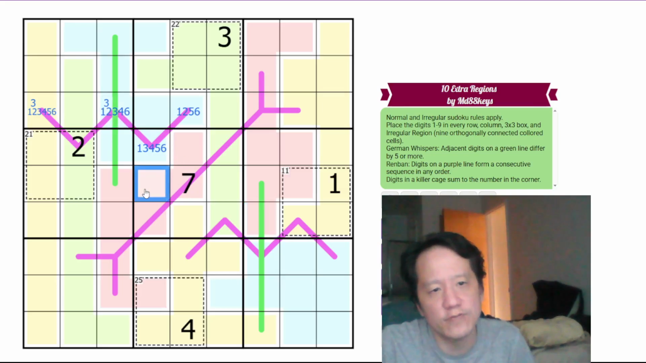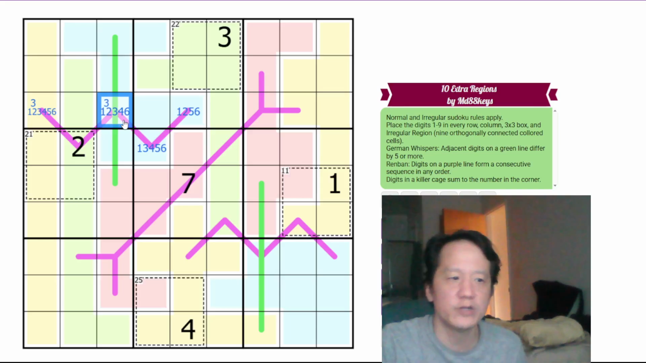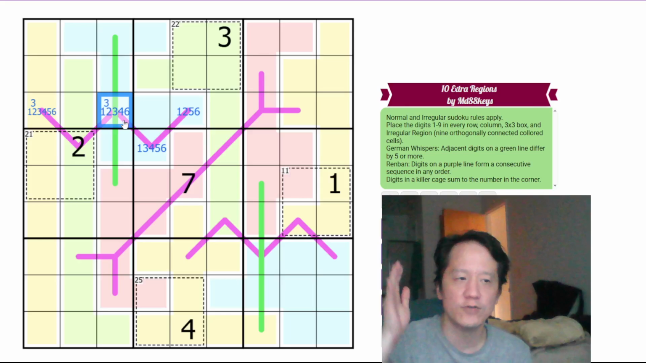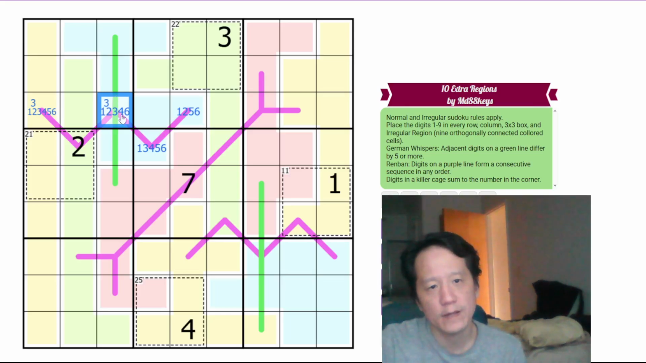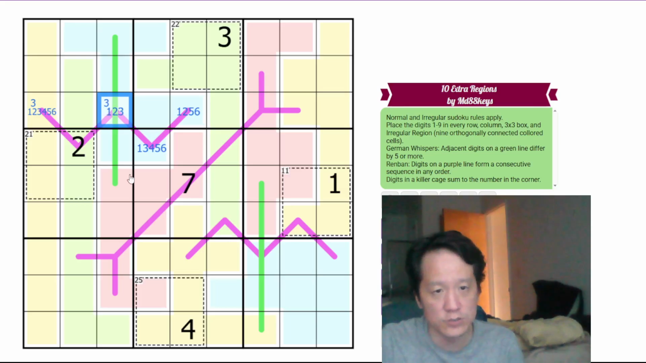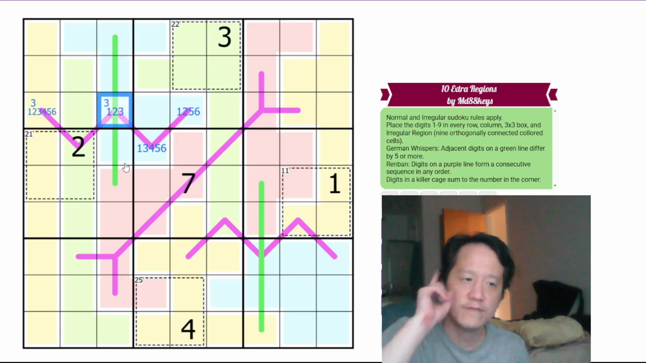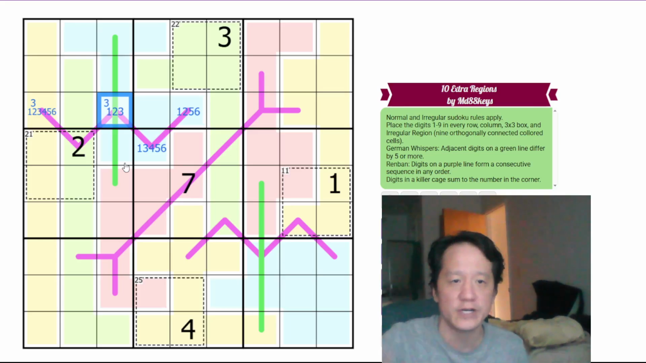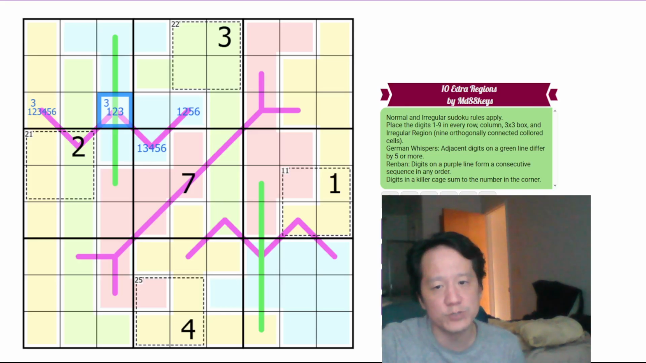This cannot be a 5, because 5 can never be on a German whisper line, because if you take 5 and subtract 5 or more from it, you get 0 or less, which is not a normal Sudoku digit. And if you add 5 or more to 5, you get 10 or more, which is not a digit. And this digit is in between two other unique digits on a German whisper line. 4 and 6 can only be next to one unique digit on a German whisper line. 4 can only be next to a 9, right? Because the only digit that's 5 or more away from 4 is 9, and 6 can only be next to 1. So this is 1, 2, or 3, which means this is low.